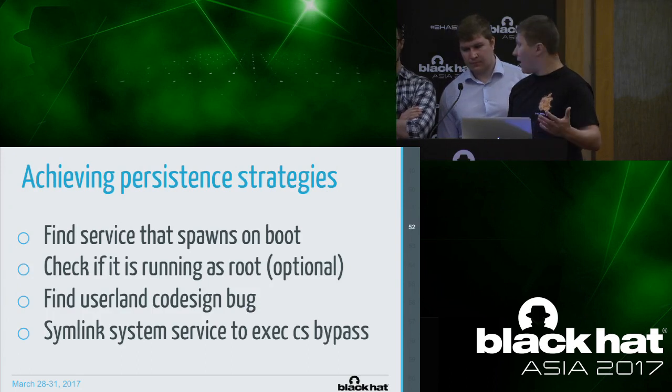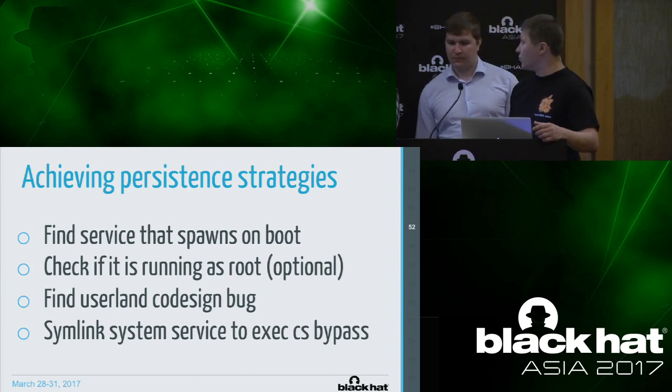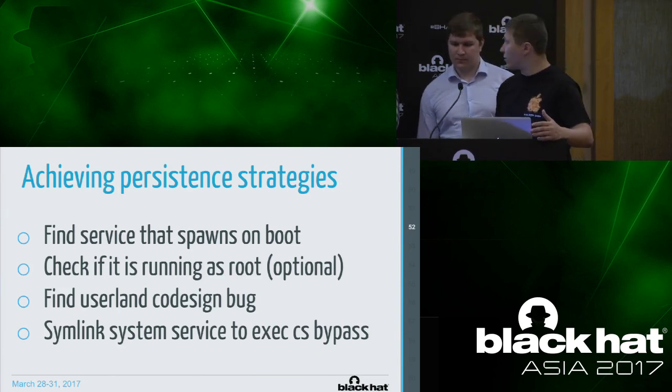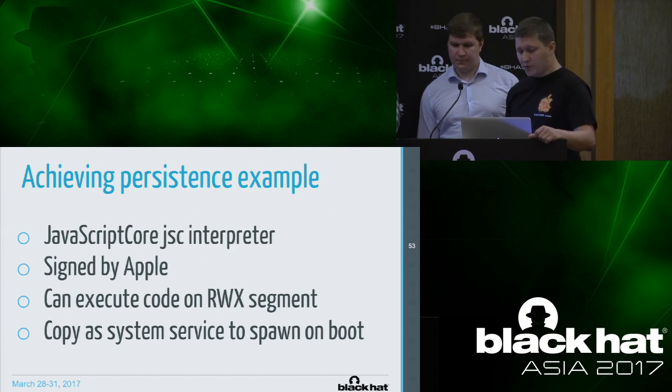After that, you may want to have all the same kernel patches applied when your device is rebooted. This is called persistence. In order to do that, you need to find a service that spawns on boot. Then you need to make sure it's actually running as root. Then you need to find some userland code sign bug, and using a symlink to a system service, you can exec this binary to bypass code sign. In our jailbreak, we're using the JavaScriptCore interpreter, which is signed by Apple, and what's good about it is that it can execute code in our React segment. So we are copying in a system service to be spawned on boot. This is what it looks like.